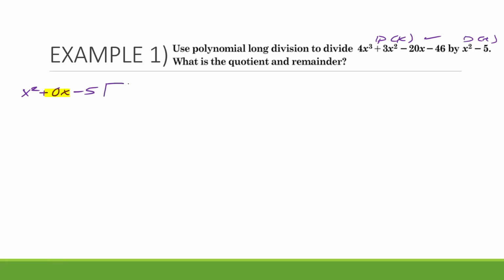And then we're going to draw our division house and put what goes under. So we have 4x to the third plus 3x squared minus 20x minus 46. Okay? At this time, I'm going to recommend that if you have a second color or second object to write with, like a pen if you're writing in pencil, it helps you track what stage you're on and where you're at in the problem. So this was step 1. Step 1 is done.